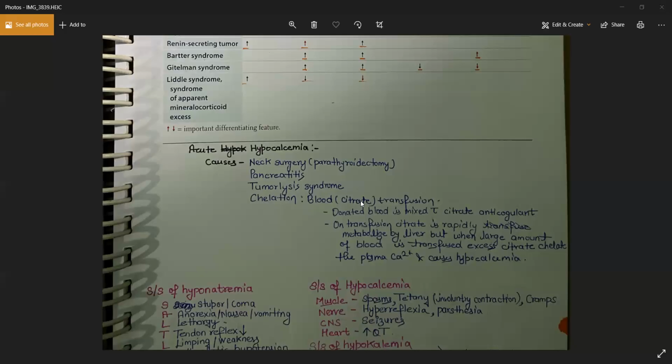Chelation therapy, in the blood, I told you about the citrate that will chelate this calcium. If you give blood in a normal amount, like 1 or 2 units, nothing will happen. Only a slight decrease in the calcium levels. But if too much blood is transfused, like 4 or 5 units in a severe blood loss, right? The citrate will chelate all the calcium. You will develop hypocalcemia immediately after the blood transfusion.